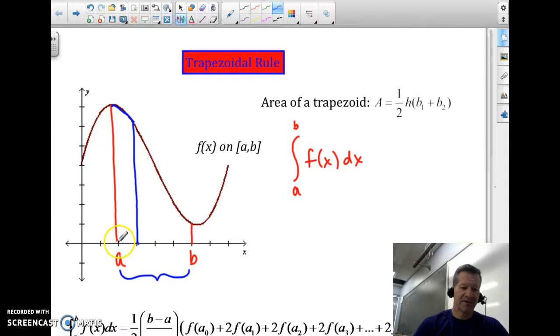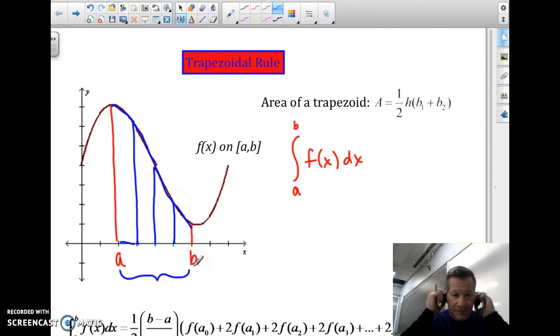The second subinterval will be in this region right here. So I'll go up until I hit the graph, and then connect those points, and there's another trapezoid. Next subinterval, go up until you hit the graph, draw a straight line between them, make another trapezoid, and then the last trapezoid would look right there.